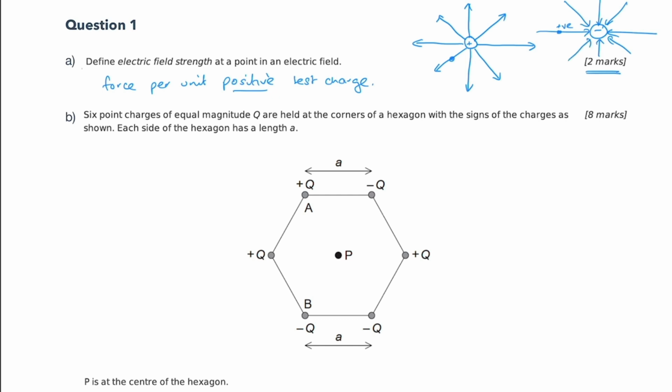If we're looking at a uniform field, let's look at one here, and we have positive plates up here and negative plates down here. Our electric field would be uniform, with edge effects, of course, and the direction the electric field would take would be the direction that a positive test charge would take at any one point. So it's from positive to negative. So that's why it's important to get those 2 marks. We have to write the force per unit positive test charge.